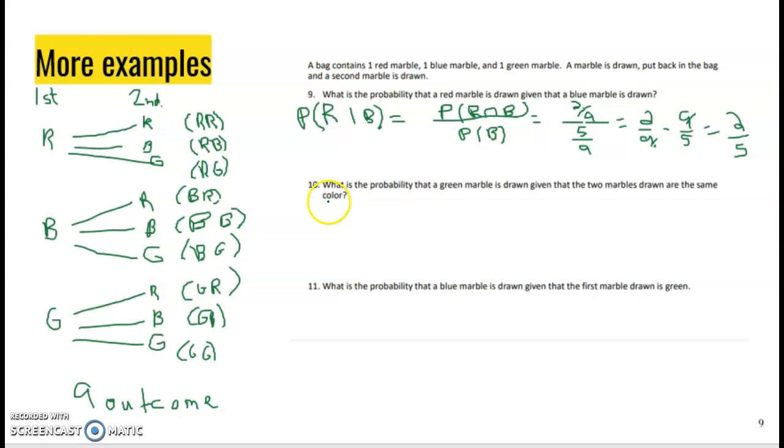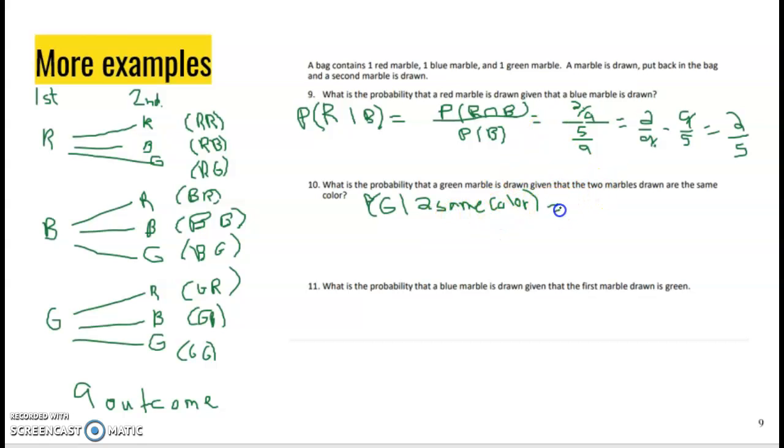Looking at 10, then it says what's the probability that a green marble is drawn. So probability of a green given that 2 marbles drawn are the same color. So that's how I would notate it. The given part is second.